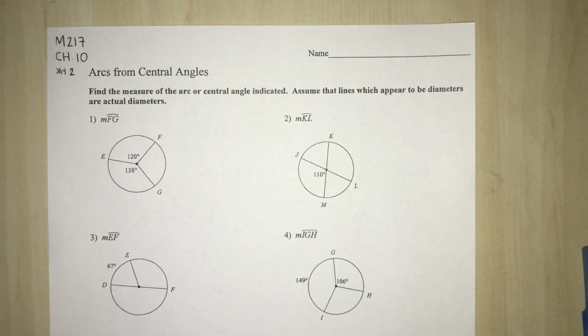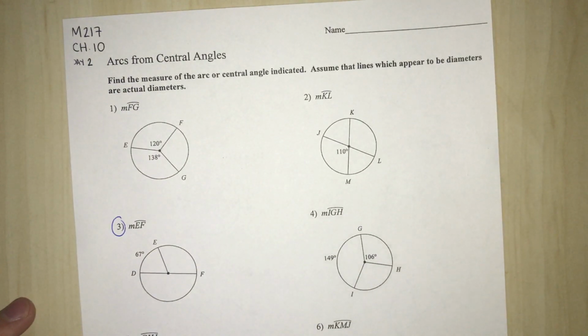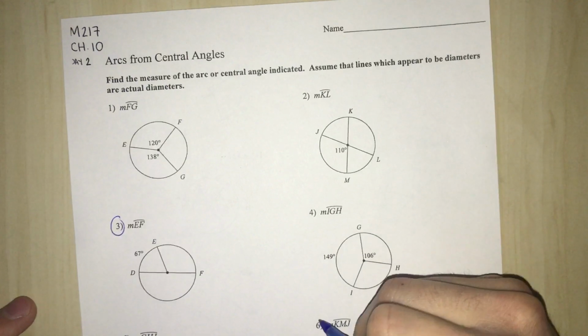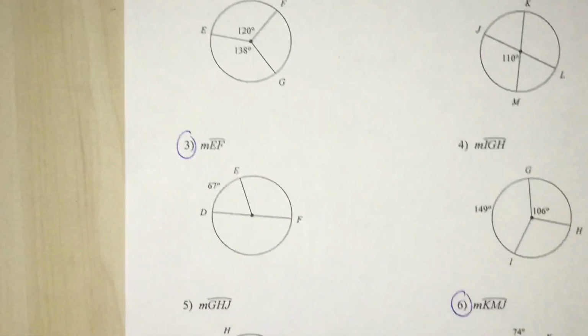So let's start off somewhere chill. I'm going to do 3 and 6. I think it's perfect. 3 and 6.